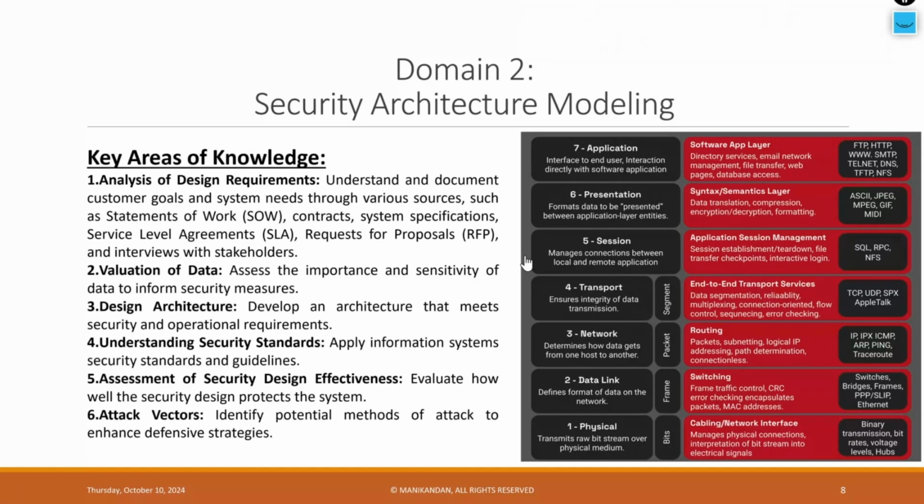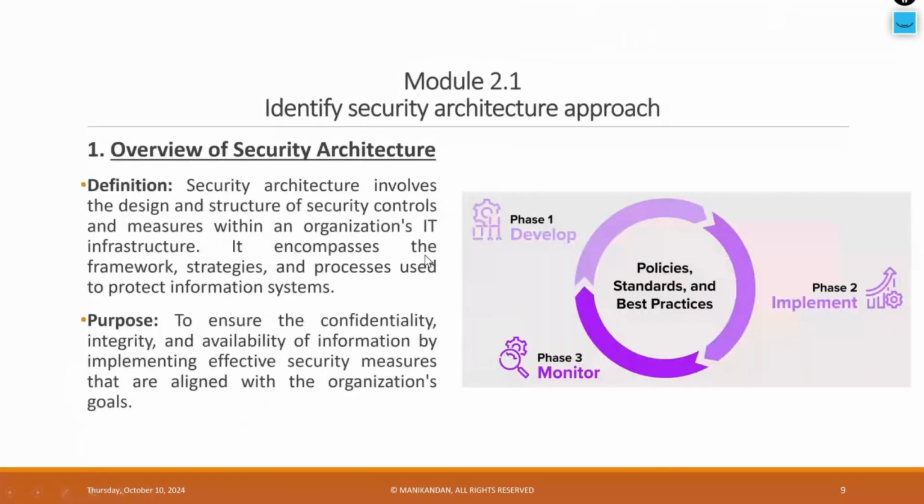Now let us take an overview of a security architecture. Security architecture involves the design and structure of security controls and measures within an organization's IT infrastructure. It encompasses the framework, strategies, and processes used to protect information systems, to ensure the confidentiality, integrity, and availability of information by implementing security measures which are aligned with the organization's goals.